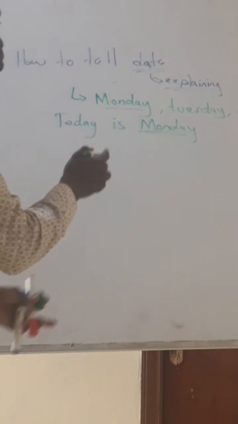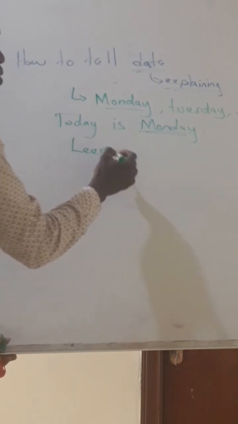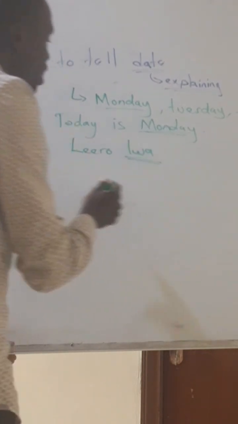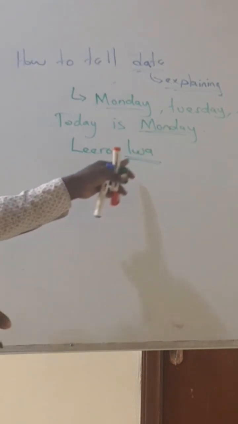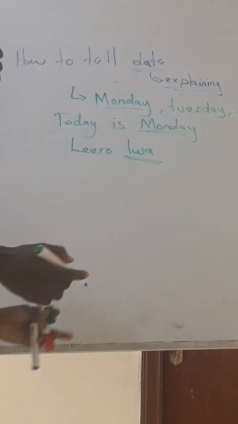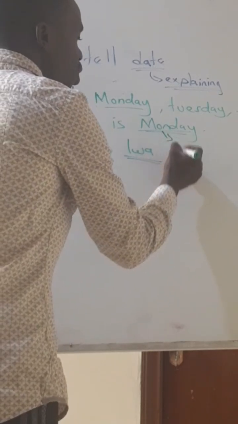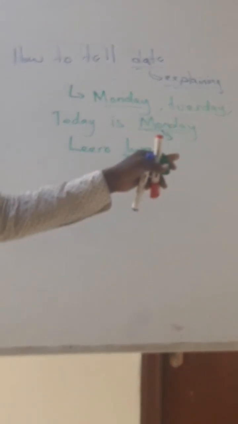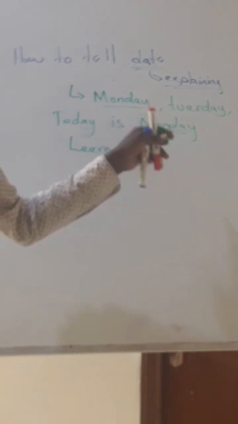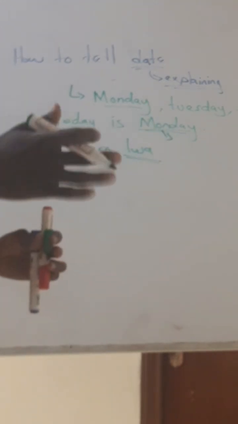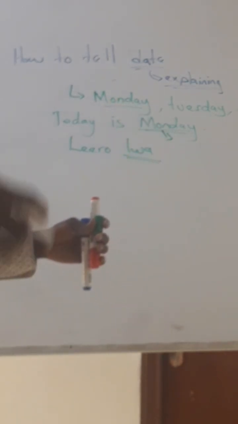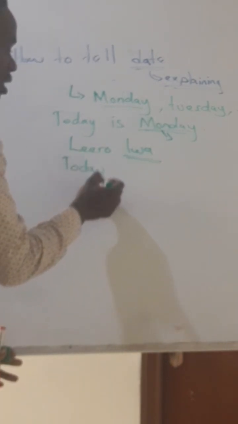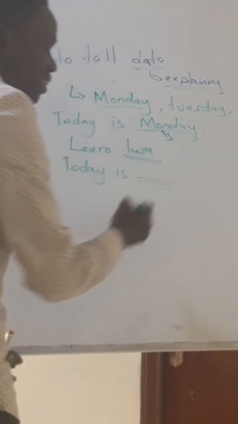In Luganda we say lero lwa. So when you say lero lwa, then you add on that day. Okay? Lero lwa Monday. So we looked at days. Hope you remember. We said Monday, Tuesday, Wednesday, up to Sunday. So if you want to say today is Monday, you just say lero lwa Monday. Okay? So you can say today is, then you add on that day.